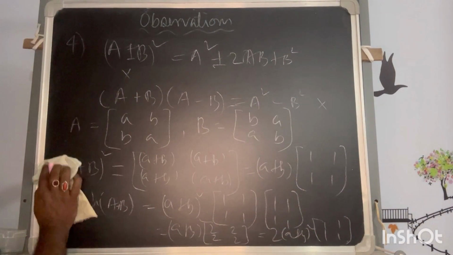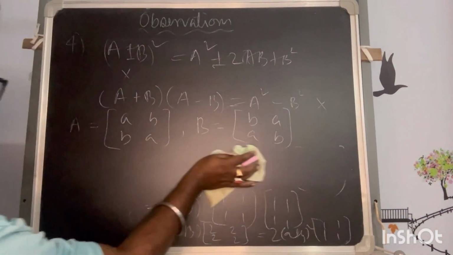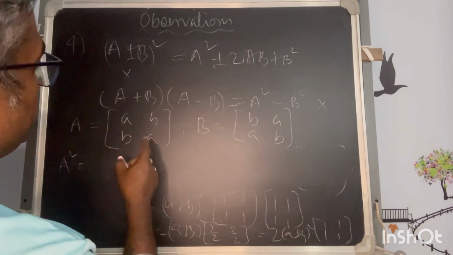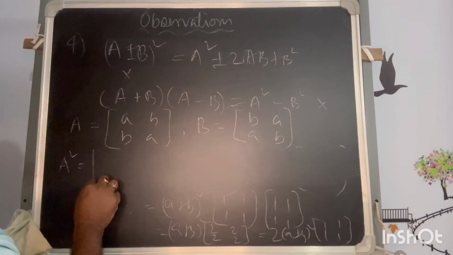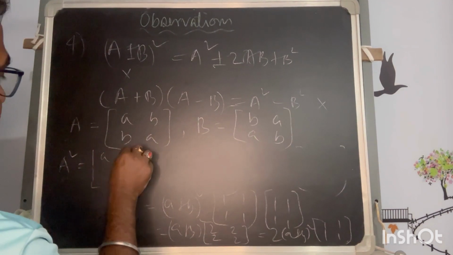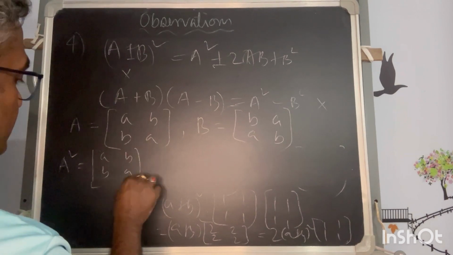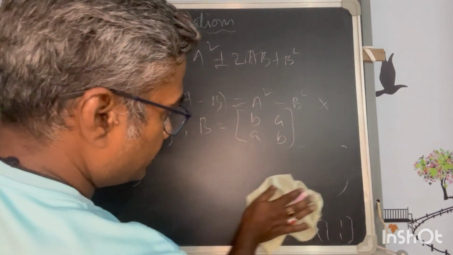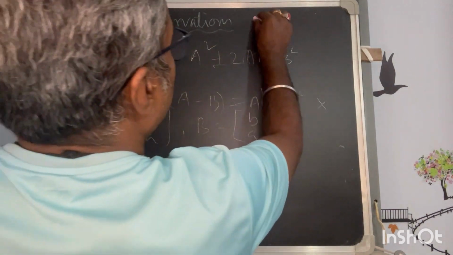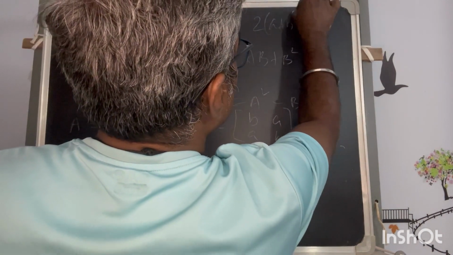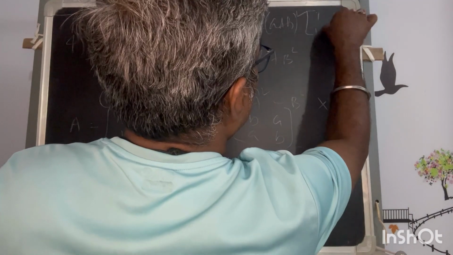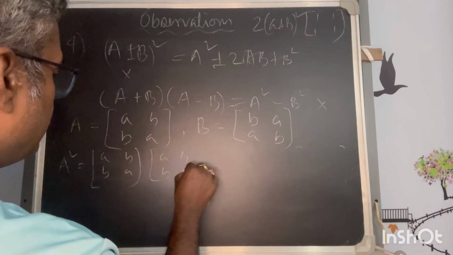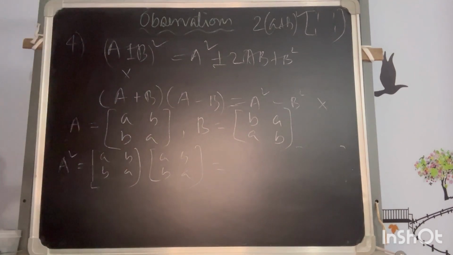Now if I calculate individually all that part, A square, that means A into A. So A is this one, A into A. If I calculate this, AB BA, this is my final result. I'll write it as 2 into (A plus B) whole square times the 1 1 1 1 matrix I found. Okay, so this I will multiply with AB BA.